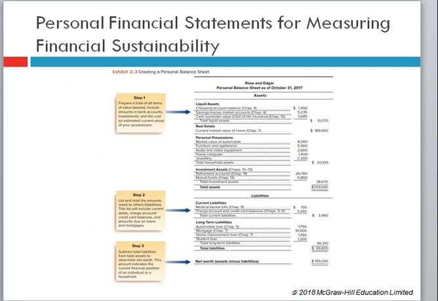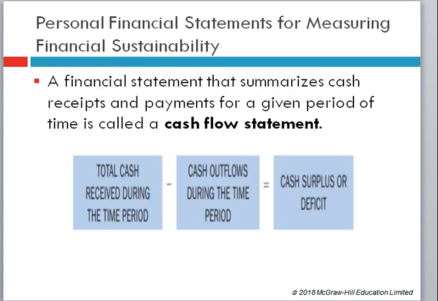So this is the example. You estimate your assets, so liquid assets, real estate, personal possessions, and investment assets. You estimate the value of that, calculate the total assets that you have, then you estimate your current liabilities. So current liabilities, the liabilities that are due in 1 year, liabilities that go beyond 1 year, add that up, subtract the two, you get your net worth.